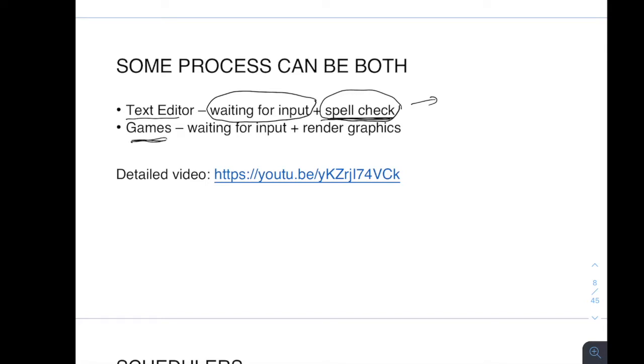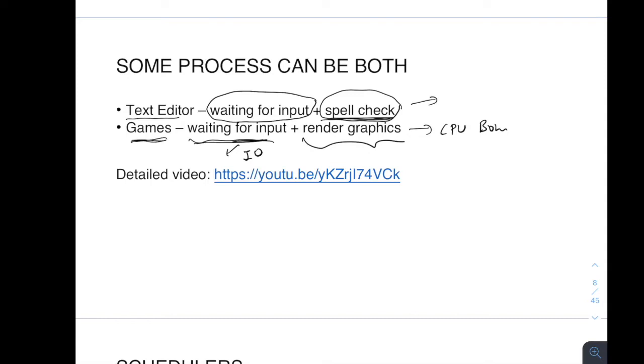Similarly, games also are waiting for input if you are playing with a mouse or joystick or anything. So they are mostly waiting for input. But when you give the input, they also have to render the graphics. Graphics generation is the CPU bound part, but waiting for input is again the IO part. So some processes can be a combination of both. Actually, most processes are a combination of both. It depends on what that process is doing. Is that process spending most of its time in IO or most of its time on the CPU?